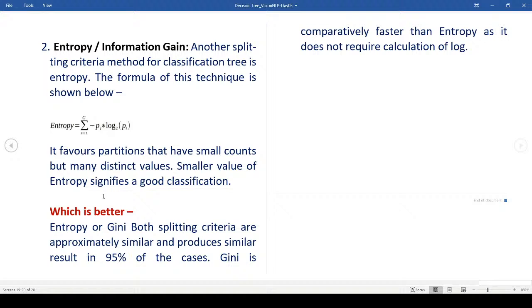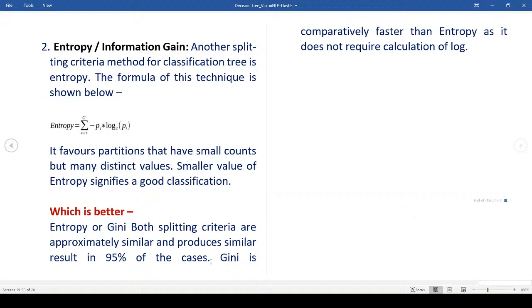Now, you must be wondering which is better, and when we have to approach Gini index and when entropy. I would say that when you have the problem statement and build your model, and you have to find your entropy or Gini index, you should perform both, right? Because unless you perform both, you won't get the idea of which one is performing well. This is similar to an error matrix. Entropy and Gini, both splitting criteria, are approximately similar and produce similar results in 95% of the cases.